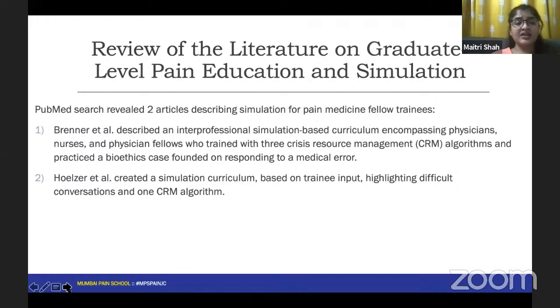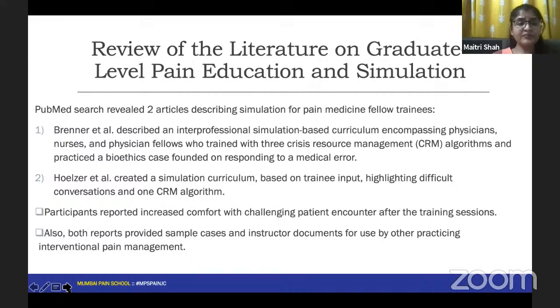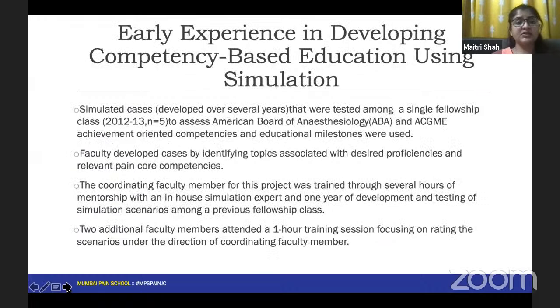Second, Holzer et al. created a simulation curriculum based on trainee input, highlighting difficult conversations and one CRM algorithm. Participants reported increased comfort with challenging patient encounters after the training sessions. Also, both reports provided sample cases and instructor documents for use by other practicing interventional pain management physicians.